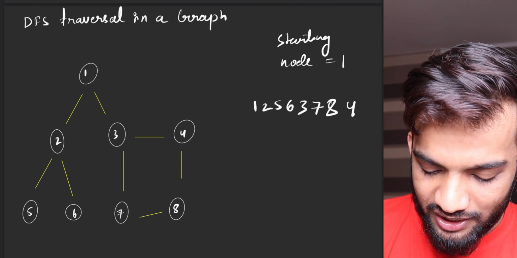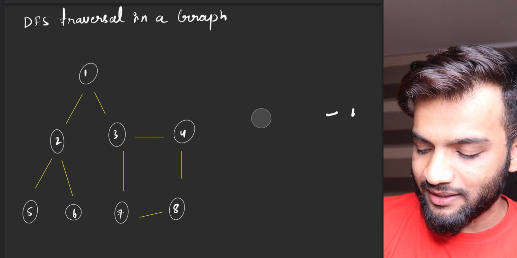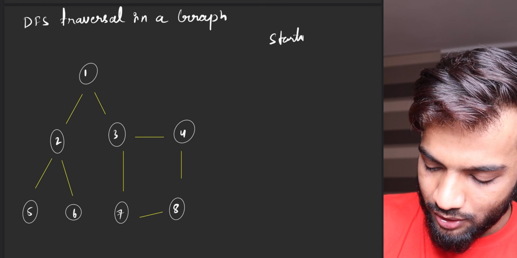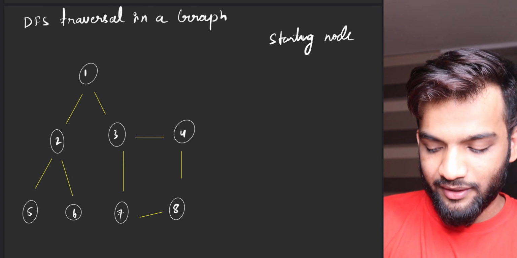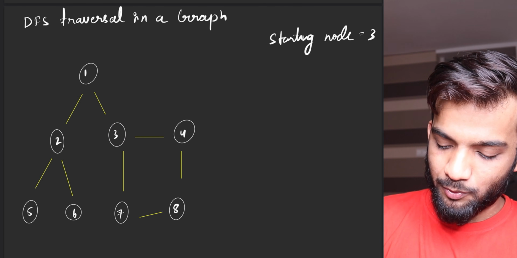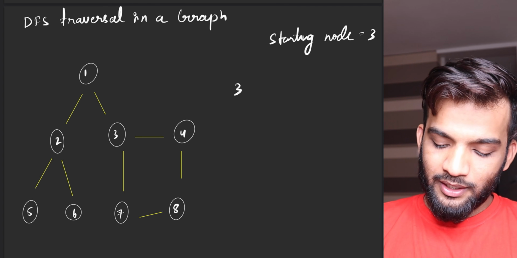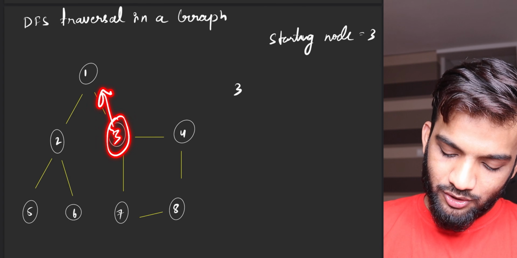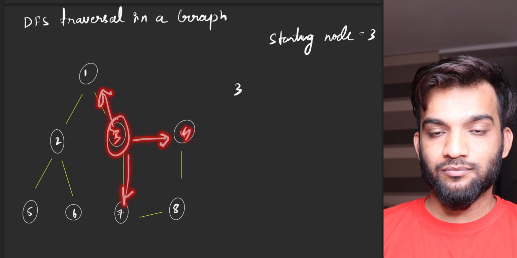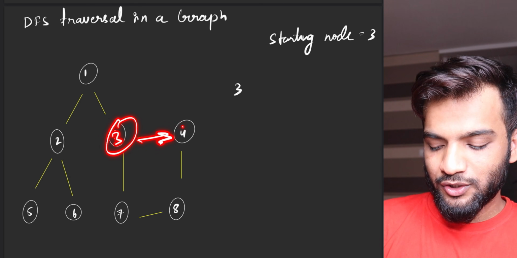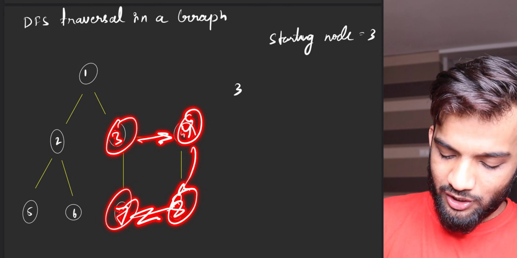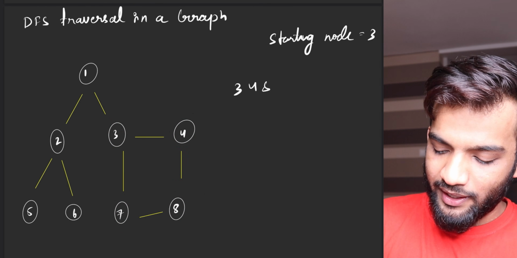Okay, so let's change the starting node in order to understand the DFS traversal more. Assume I change the starting node to be 3. Now assume this is the starting point. So again, this will be the first point for sure. Now from 3, you can go here, here, or here. Your choice. So I decide I'll go to 4. From 3, I decide I'll go to 4. Then you'll go to 8. Then you'll go to 7. So it'll be like 3, 4, 8, 7.